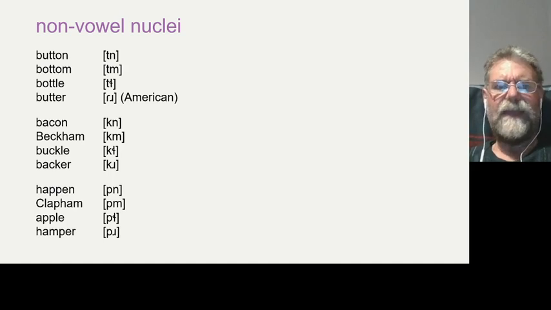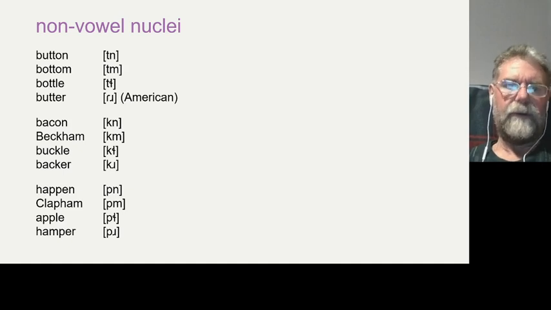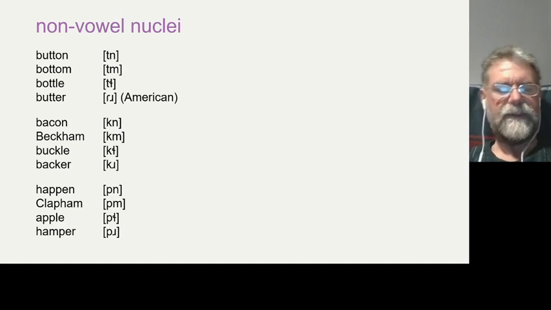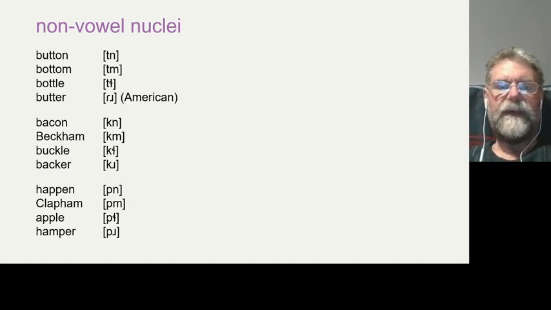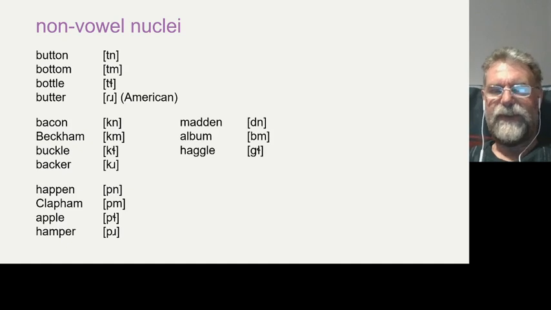Take words like bacon, Beckham, buckle, and backer, said with the r sound at the end. Happen, Clapham, apple, and hamper. So you can get kn and km and kull and kur. You can get pun, pum, and pull and pur. So it's not just the t, the k, or the p, because we can actually find it with all sorts of things, not just unvoiced plosives, but voiced ones.